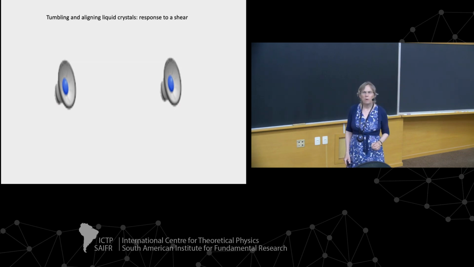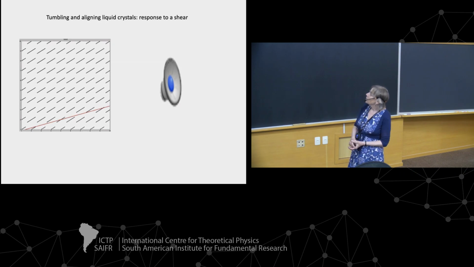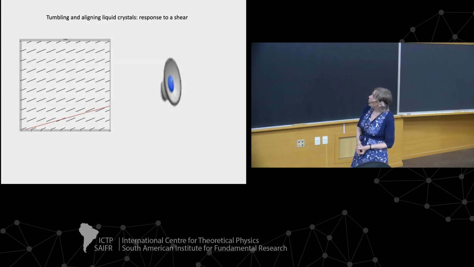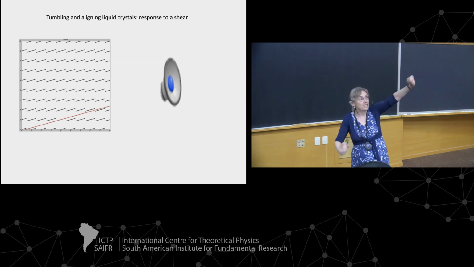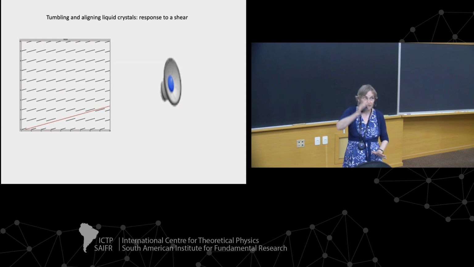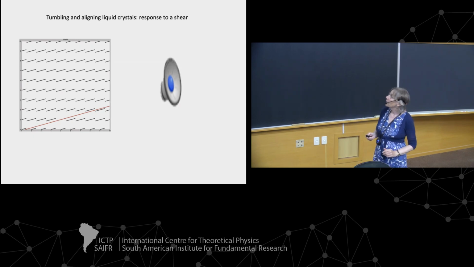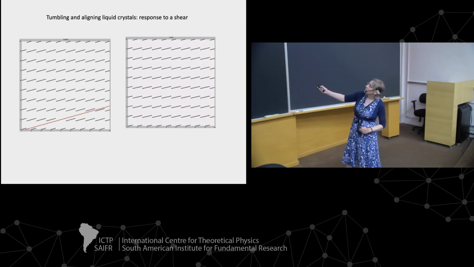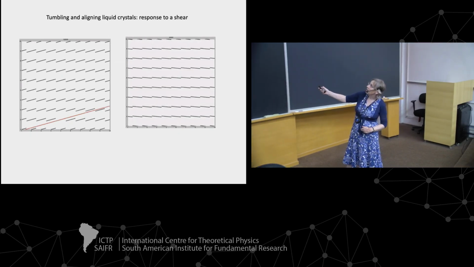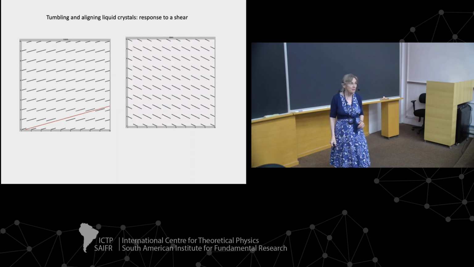Let me just show you a picture of what this lambda does. If it's what you call flow aligning, then we're going to align. When you put in a shear flow, the molecules all organize themselves at some fixed angle to the shear. That's because the extensional flow beats the vorticity, beats the rotational flow. If you change lambda, then if the vorticity wins, these things are going to rotate, and they're going to keep rotating in the flow.